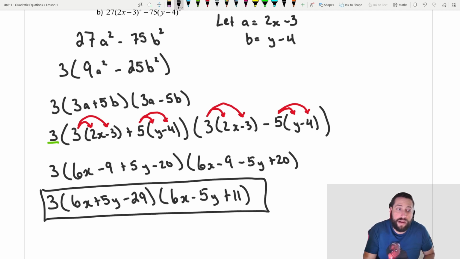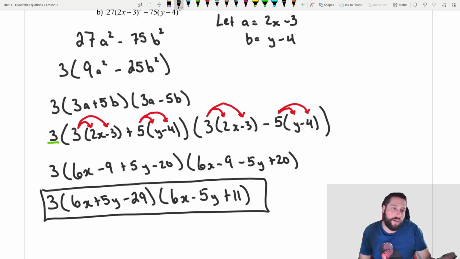Now, I've had students in the past say, well, can I write the y first before the x? In that case, it's better if you write it in alphabetical order. So it's better if you write it as x, y, z, that kind of thing. So just follow the alphabetical order and go by highest power.